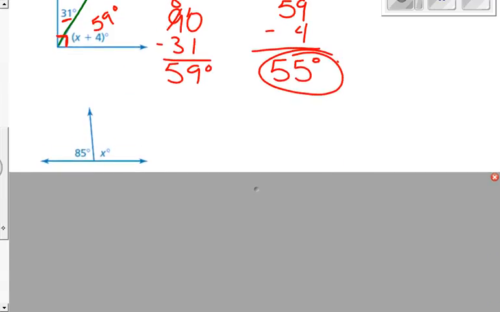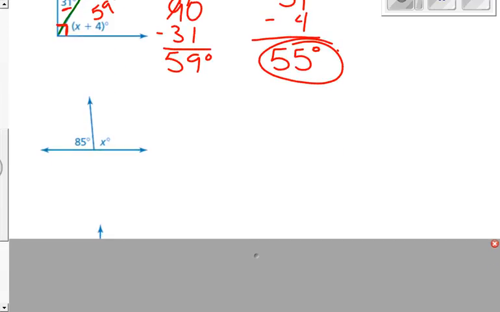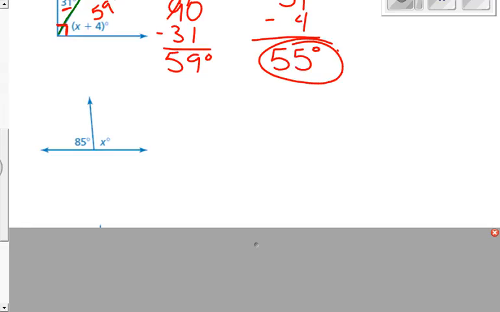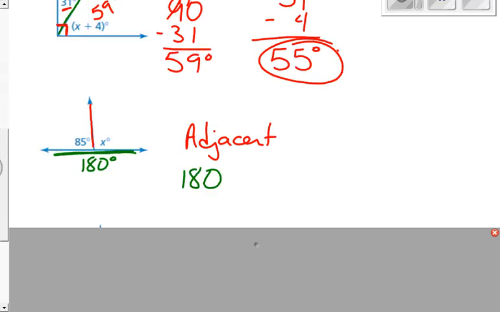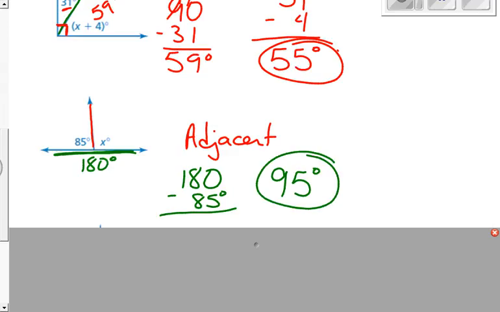Our next angle, are they vertical or are they adjacent? Or are they across from each other, or do they have a same line? Well, they do have a same line. So again, they are adjacent. How are we going to figure out x for this? Well, we know two angles that form a straight line are going to equal 180 degrees. So I can simply subtract 180 minus 85 degrees, and I will end up with 95 degrees.